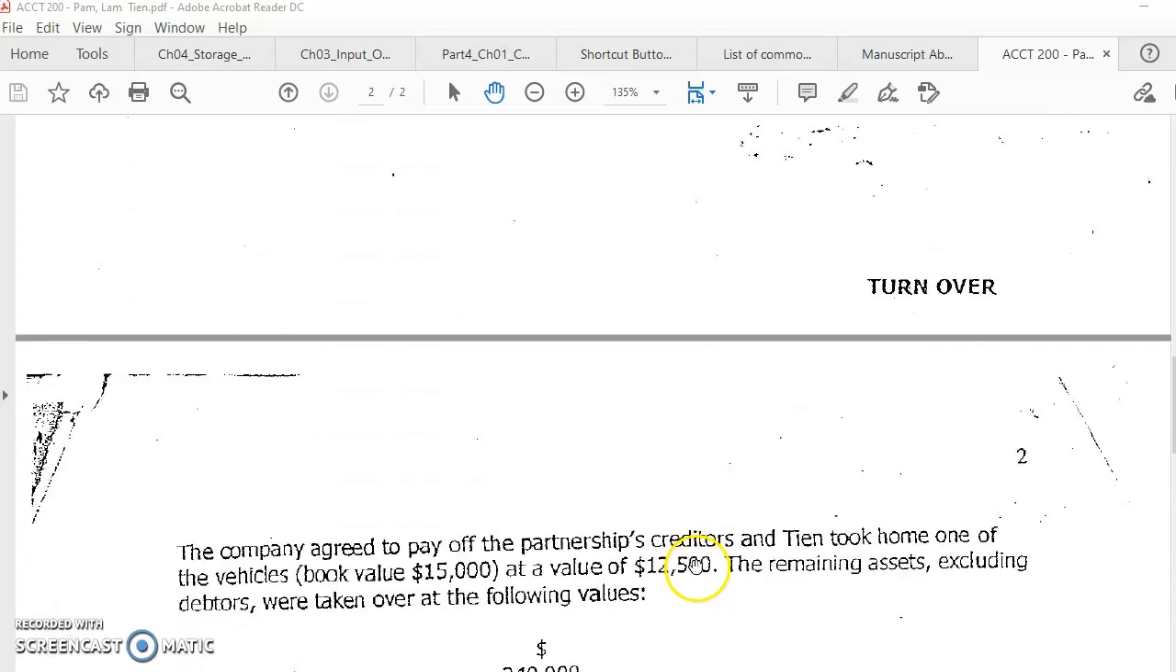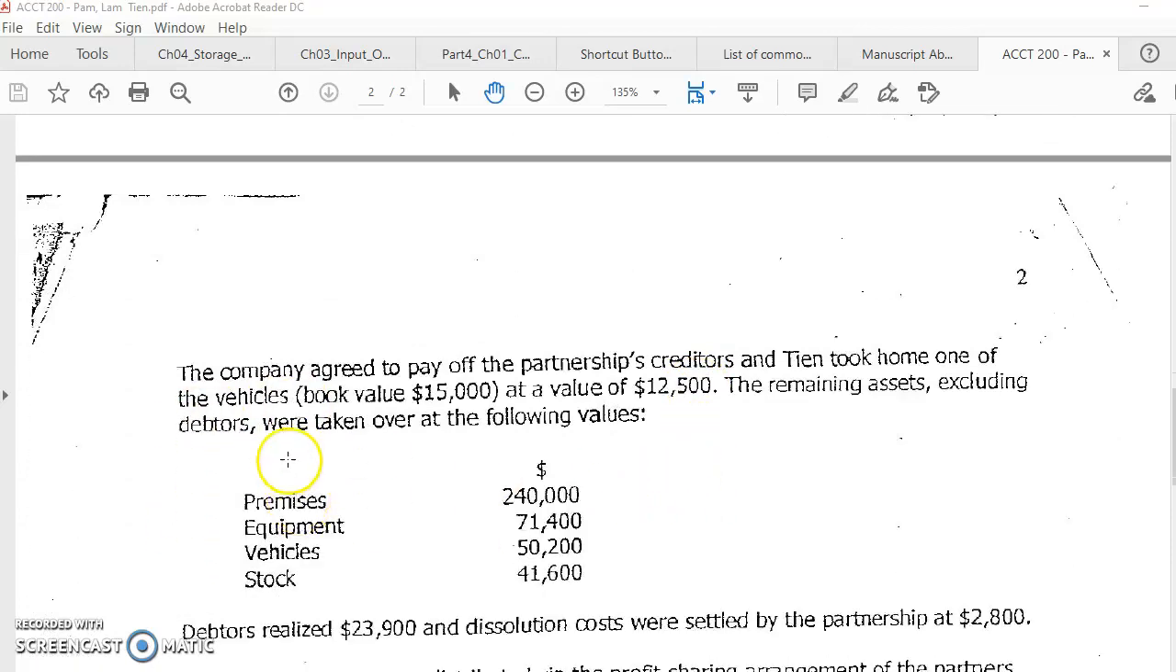Continuing our question, the company agreed to pay off the partnership's creditors. So this is the company called Apex Limited. They are going to take on the burden of paying off the creditors. Because they are going to do that, we need to also realize our creditors when we are looking at closing the partnership books.